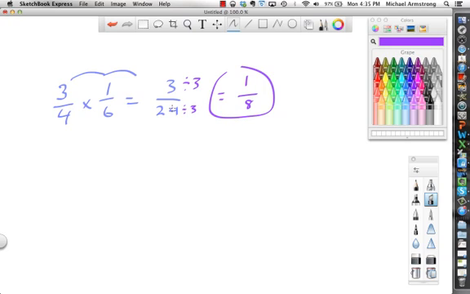3 goes into 24 8 times. We can kind of see how that works. And we just do it like this over and over again. And it's fun. Fractions are fun, and multiplying fractions is easier than adding them.